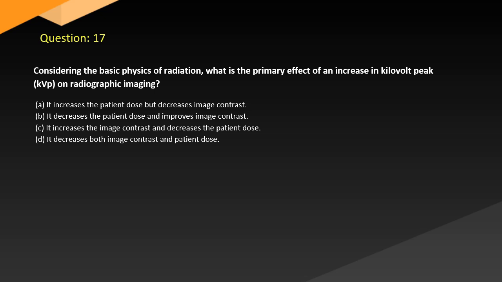Question 17. Considering the basic physics of radiation, what is the primary effect of an increase in kilovolt peak (kVp) on radiographic imaging? A. It increases the patient dose but decreases image contrast. B. It decreases the patient dose and improves the image contrast. C. It increases the image contrast and decreases the patient dose. D. It decreases both image contrast and patient dose.